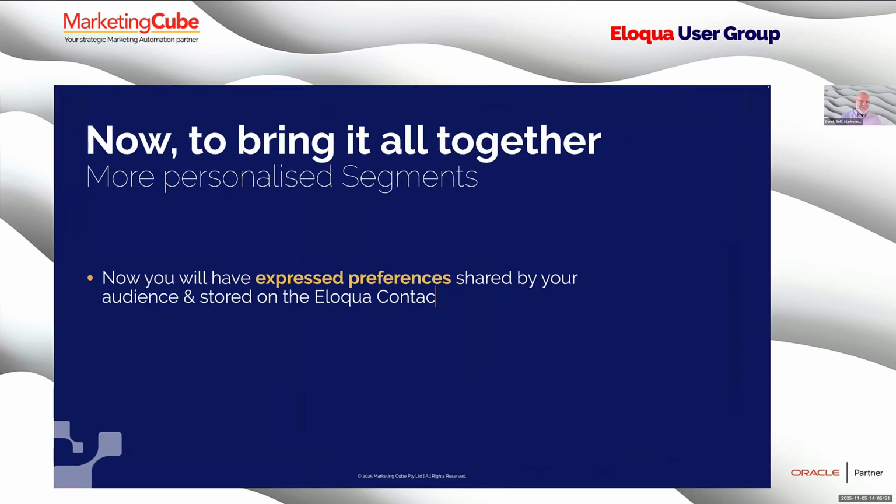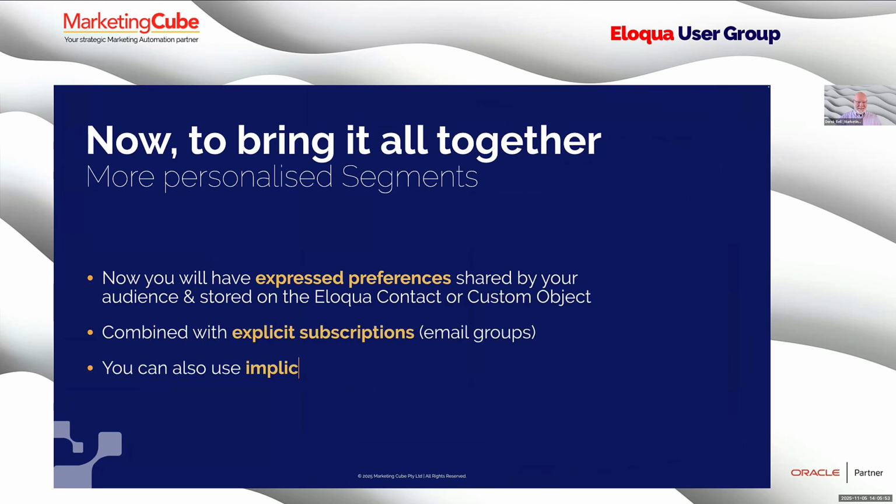So why do we do all of this? Well, the nice thing is we start to build up information, okay? So you'll now have a range of expressed preferences where people have expressed to you exactly what they want. Now, they could also have explicit subscriptions. They've explicitly subscribed to events. They've explicitly subscribed to maybe legal updates or maybe industry-based information. Don't forget, though, there's also implied data or implicit data.